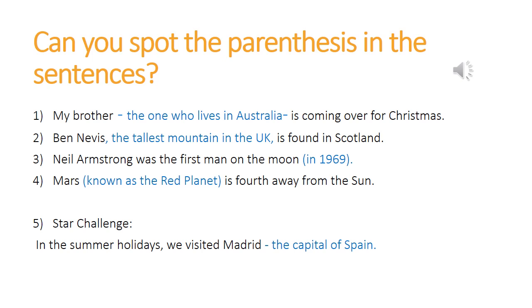Sentence number 3, the afterthought is at the end here, "in 1969," adding extra information but not needed. And sentence number 4, "known as the red planet" is the parenthesis, giving us extra information about the subject Mars, but again, if we take it out, the sentence still makes sense on its own.